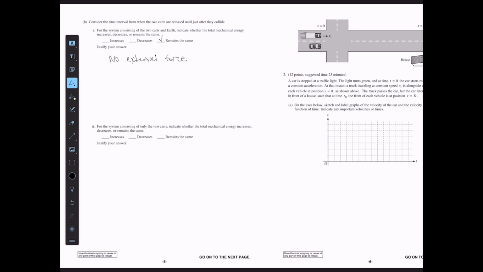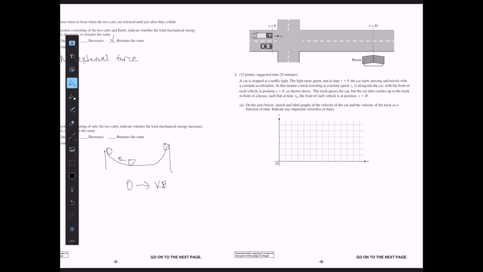Okay, so for the system consisting of only the two carts, indicate whether the total mechanical energy increases, decreases, or remains the same. Well, initially they're at rest on top of their ramps. So the carts themselves have no mechanical energy, but at the end they're moving to the left, so they have kinetic energy. So it goes from 0 to kinetic energy. So that's an increase. I think that's that.